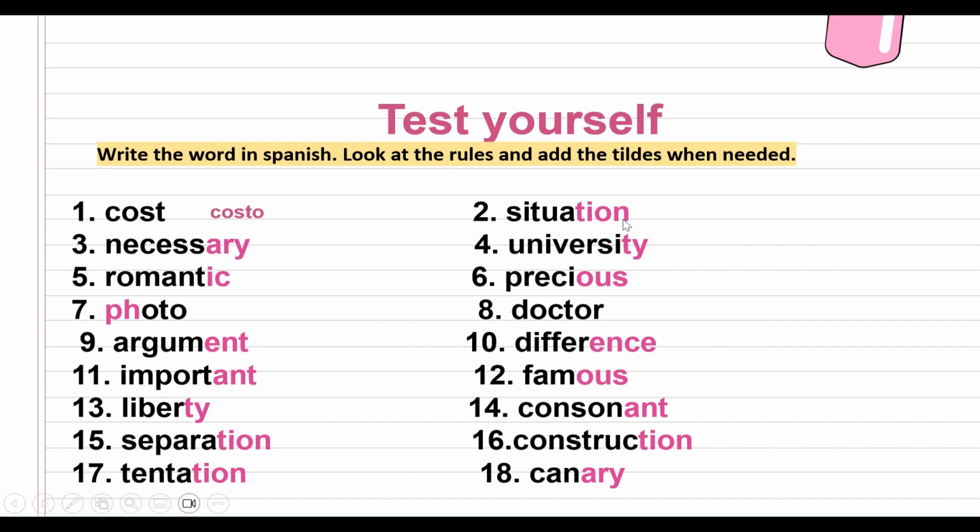Number 2, situation. Check the ending. Tion. Remember that when we have this ending, we have to substitute the T by the C and then add the tilde on the O. So in Spanish, it will sound like this. Situación. For the other ones, you have to do it by yourself.